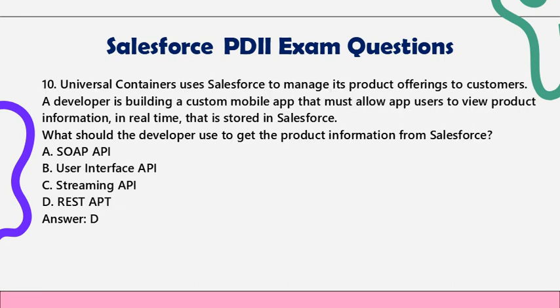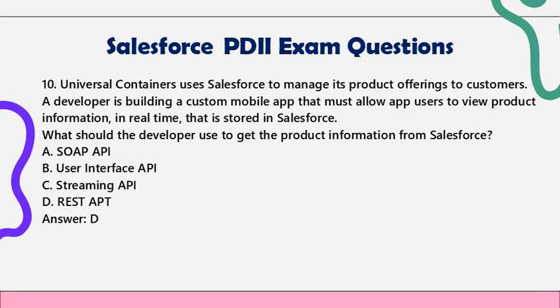10. Universal Containers uses Salesforce to manage its product offerings to customers. A developer is building a custom mobile app that must allow app users to view product information, in real time, that is stored in Salesforce. What should the developer use to get the product information from Salesforce?